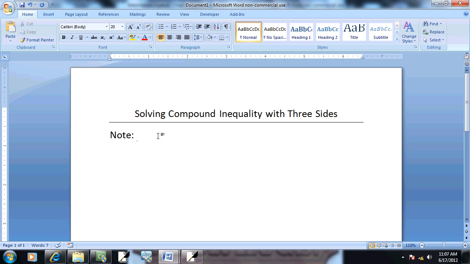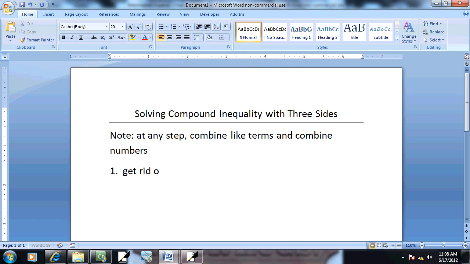We have our note up at top. It says that any step, combine like terms and combine numbers. Now our first step is get rid of parentheses via the distributive property.